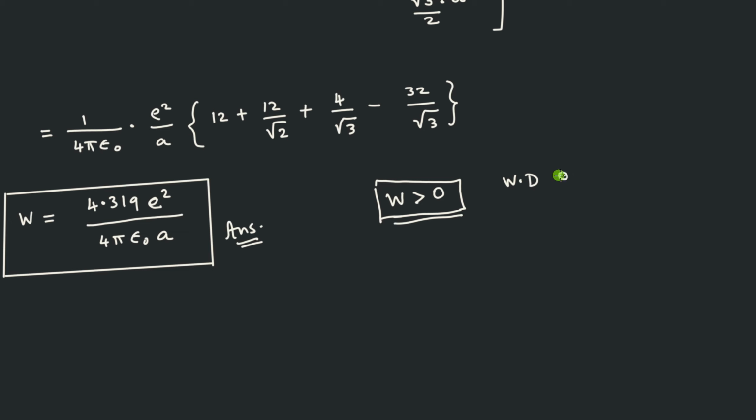Work is done on the system to create it or to assemble it. So that is the conclusion. So whether you are going to use the word on or by, that is important. If it is greater than 0, then we have to say on. If it is less than 0, we have to say by. So okay, this is the idea.